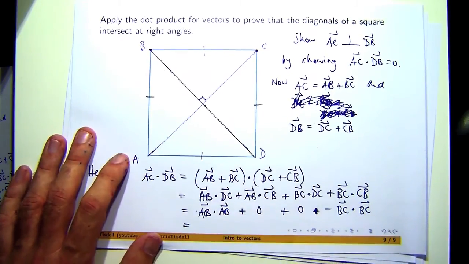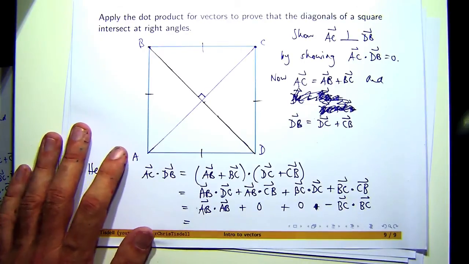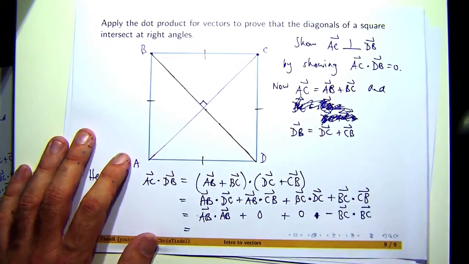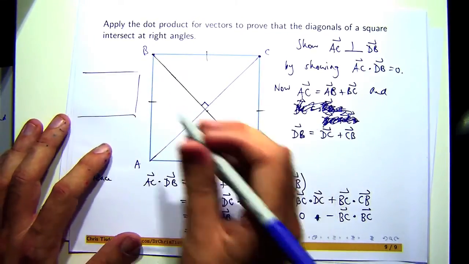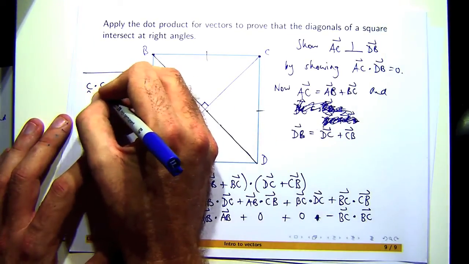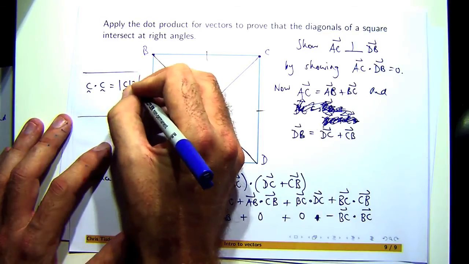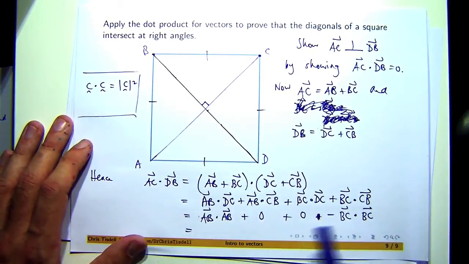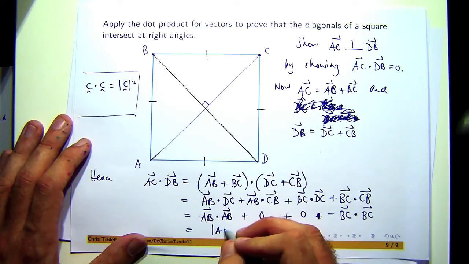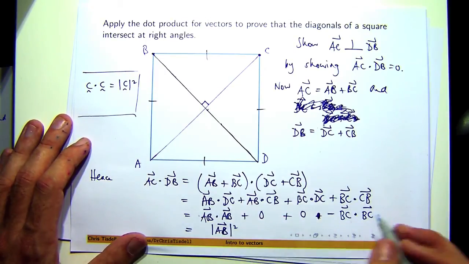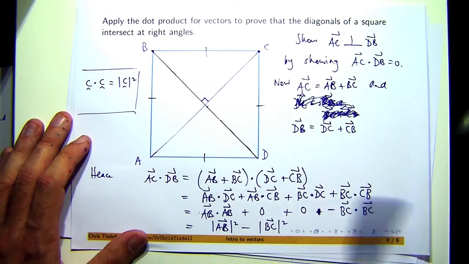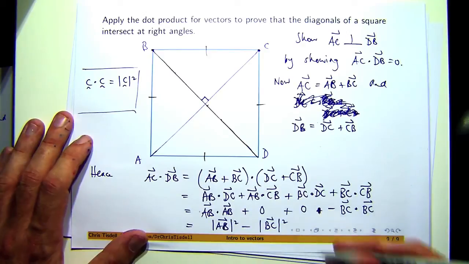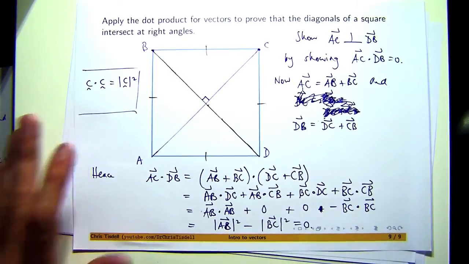So you think, hang on, what's going on now? Well, those have disappeared, that's great. What happens if you take a vector and dot it with itself? The square of the length, right? So this is just the length of that side squared. This is negative the length of that side squared. And because it's a square, this will be 0.